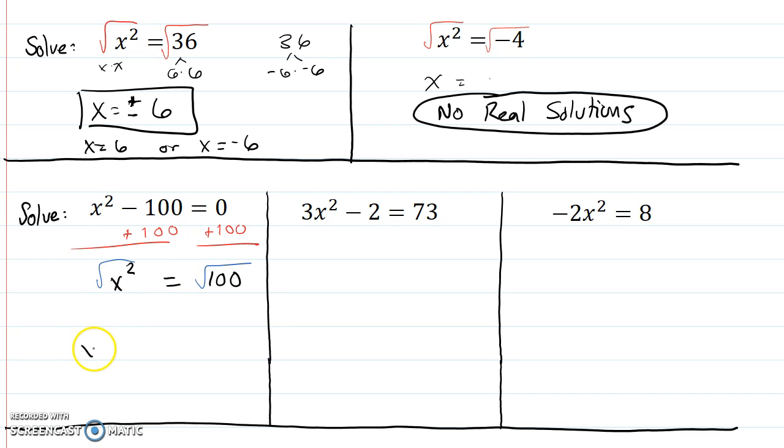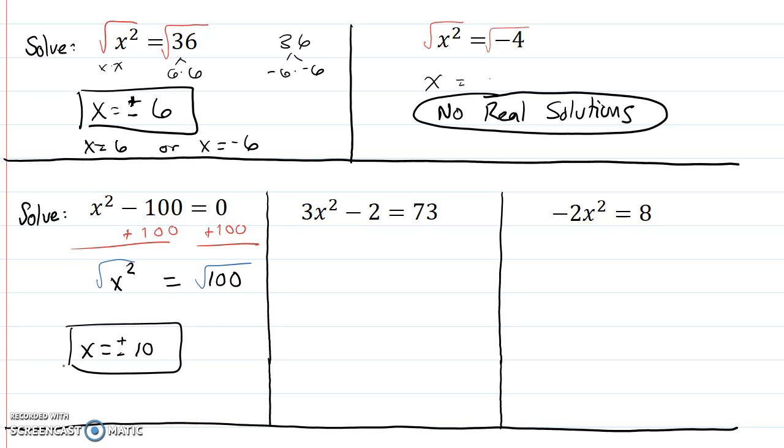Square root of x squared is x. Square root of 100 is 10, because it's 10 times 10. But it also could be negative 10. Remember, square rooting both sides is saying what value could I substitute in for x to give me 100? Well, I could put negative 10 in there. Negative 10 squared is 100. I could put positive 10 in there. 10 squared is 100. So I have two solutions here.